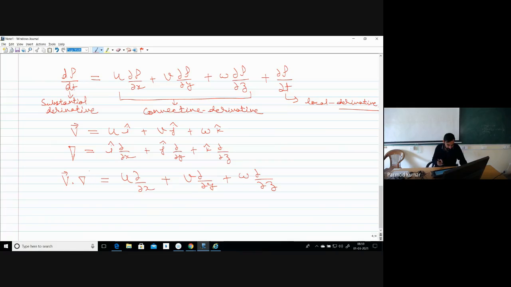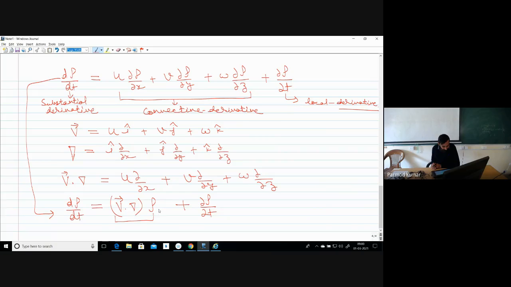Okay, so from here I can write this equation as the substantial derivative d rho by dt equal to u del by del x, v del by del y, and w del by del z, which has become nothing but v vector dot del, and here we are using rho in multiplication, so I will use rho over here. Plus I will have del rho by del t. So this is nothing but another way of writing this equation. In this particular form, we are writing this equation in vector notation.